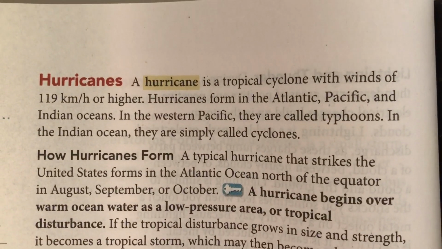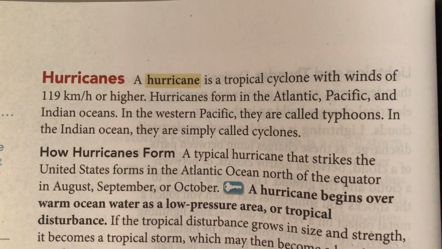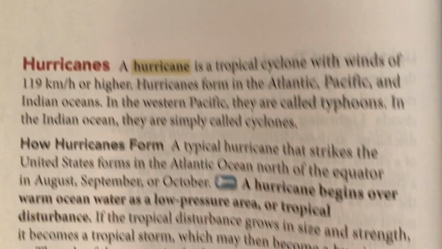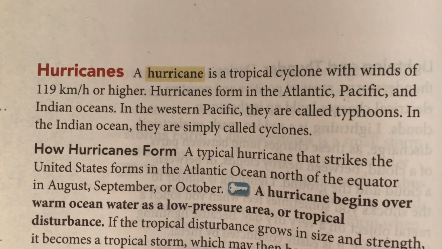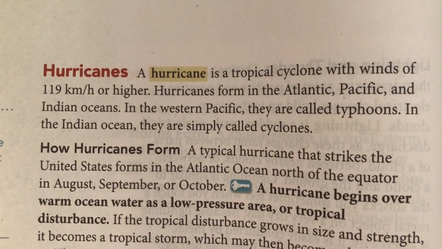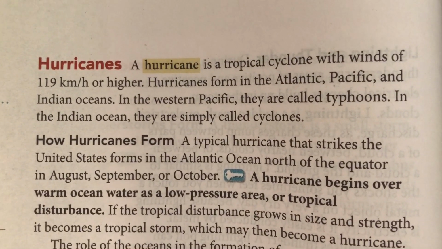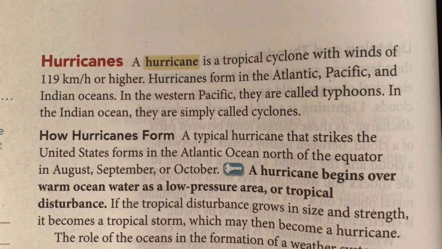Hurricanes. A hurricane is a tropical cyclone with winds of 119 kilometers per hour or higher. Hurricanes form in the Atlantic, Pacific, and Indian Oceans. In the Western Pacific, they are called typhoons. In the Indian Ocean, they're simply called cyclones.